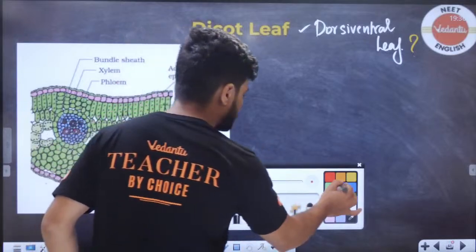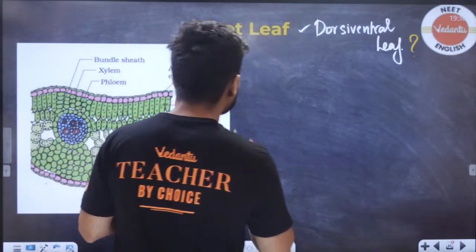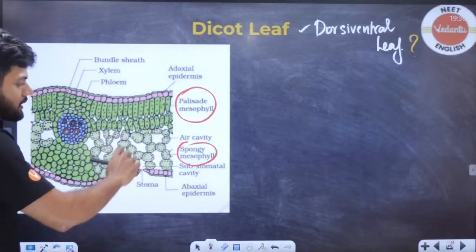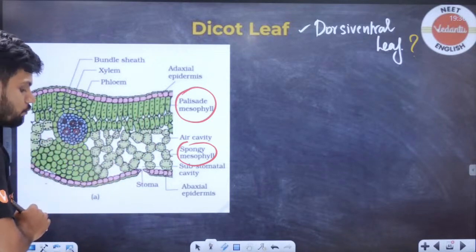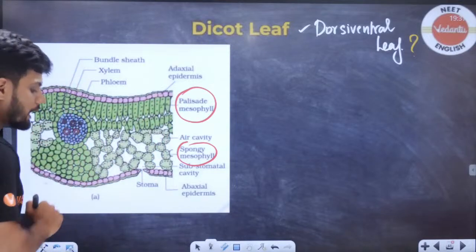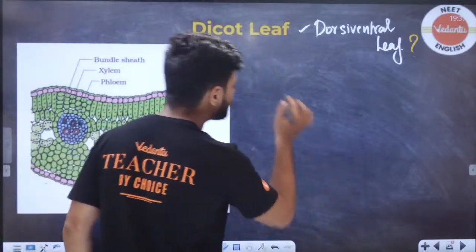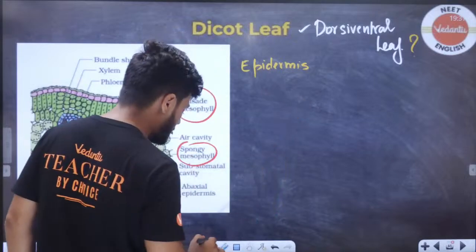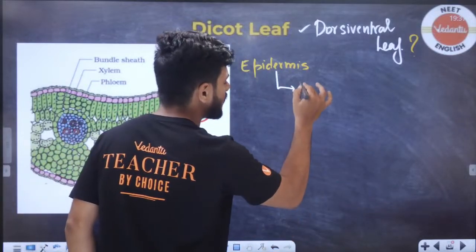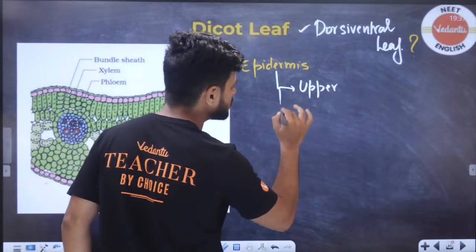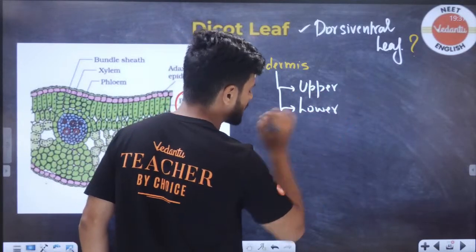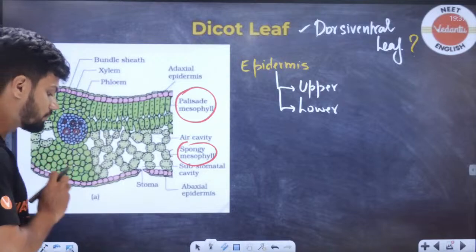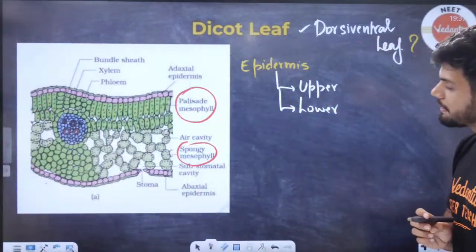Okay, dorsiventral leaf. Now students understand, this entire leaf is divided into three main parts. First we have the epidermis, then we have the cortex, and then we have the vascular bundles. Now which is the outermost layer, students? The outermost layer is called the epidermis again. Here epidermis is of two types: the upper epidermis and the lower epidermis. Clear, all of you?